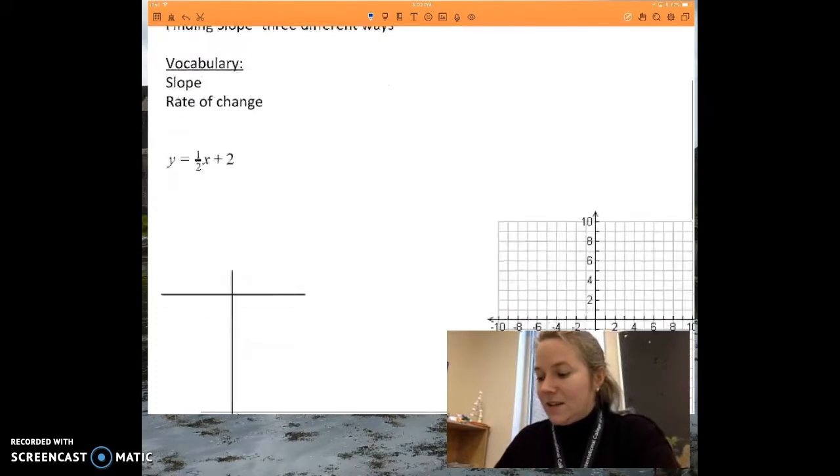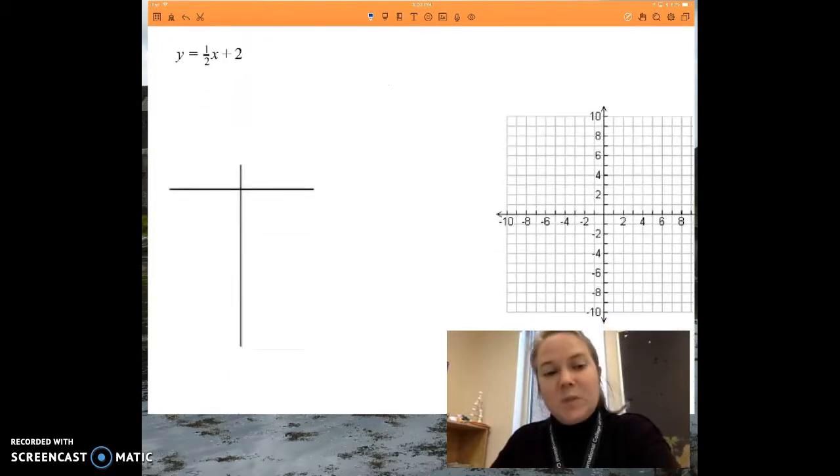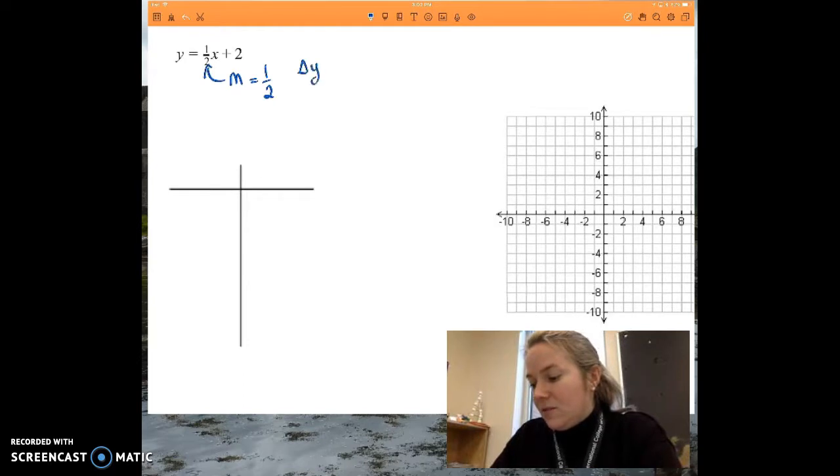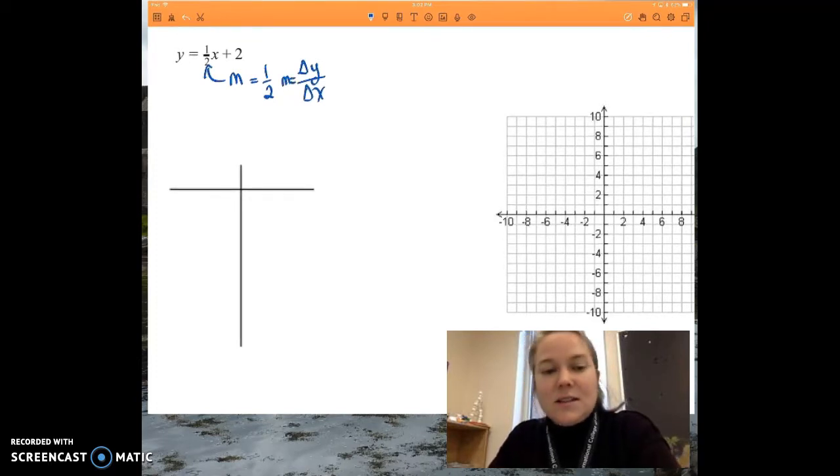So let's take a quick look. We can, of course, get slope from our equation, m equals 1 over 2. And that's our delta y over delta x. Now we're saying that delta y is 1 and delta x is 2. So for every 2 units increase in x, we get a 1 unit increase in y. That's what that means.